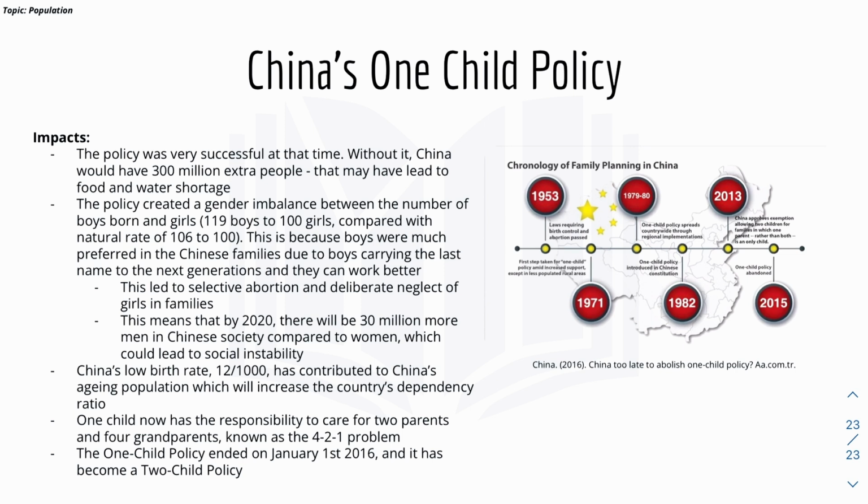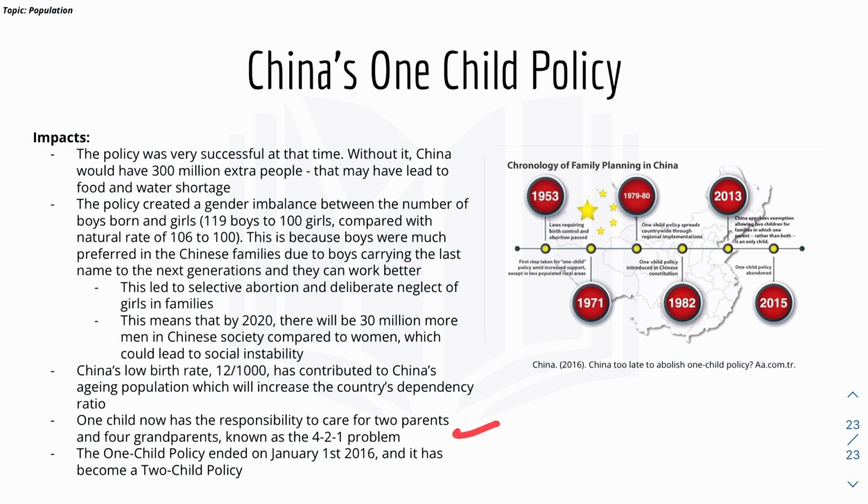And here are some impacts of China's one-child policy. The good thing about the policy is that it was quite successful at the time, and without it, China would have 300 million more people, which might lead to food or water shortages. However, the policy created a gender imbalance between the number of boys and girls born. So here are some statistics right here: 119 boys to 100 girls compared with the natural rate. This is because boys were much preferred in Chinese families because they carry the last name, so they basically pass it on to generations.